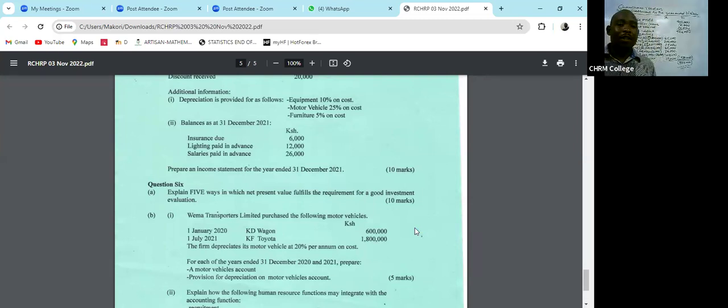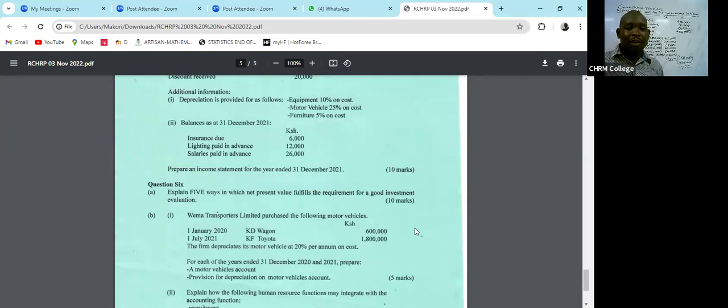The other characteristic is that it uses the cash flows and not the profit. And also it aligns itself with the shareholders' wealth maximization principle, whereby a project with a higher NPV is preferred to a project with a lower NPV, so that we can maximize the shareholders' wealth.